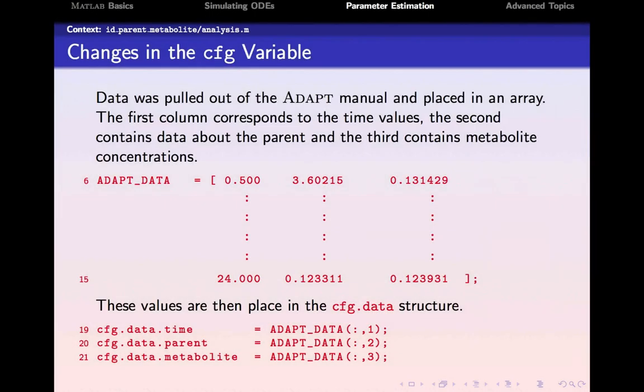So I pulled the data out of the ADAPT manual and I stuck it in an array. If you look at analysis.m and the id_parent_metabolite directory, you'll see that the first 6 to 15 lines are just the ADAPT data that have been cut and pasted into this file. Then I take these data and I stick them into my cfg.data field, and I create a field for the time, for the parent, and the metabolite. So column 1 here are the time values, column 2 here are the parent values, and column 3 here are the metabolite values.